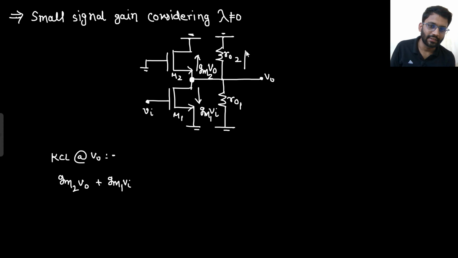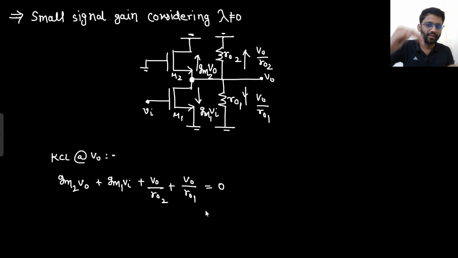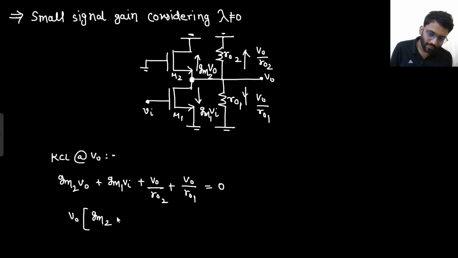What else current do you see? This current, V naught by R naught 2, and this current also, V naught by R naught 1. Plus V naught by R naught 2 plus V naught by R naught 1 is equal to 0. All currents out are outward currents: gm2 V naught, V naught by R naught 2, V naught by R naught 1, gm1 V in. So your V naught times (gm2 plus 1 upon R naught 2 plus 1 upon R naught 1) is equal to minus gm1 V in.